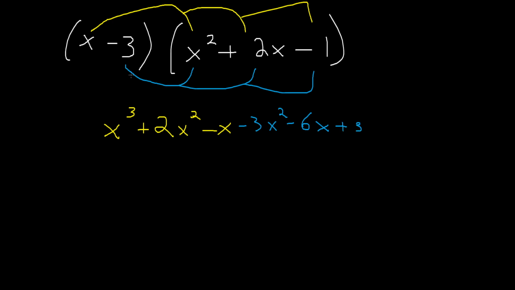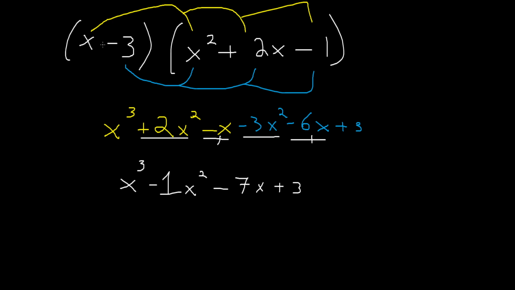So the idea of FOIL is you do your first one times everything, and then your second one times everything. That applies for right now, because we just have 2 terms to work with. And then, of course, we can combine our like terms. So x cubed has no like terms. Positive 2 minus 3 is going to be a minus 1x squared. And in terms of x's, we've got a negative 1 and a negative 6. So negative 1 minus 6 is going to be a negative 7x. And then, of course, we just have the plus 3 on the end. So this would be the answer.